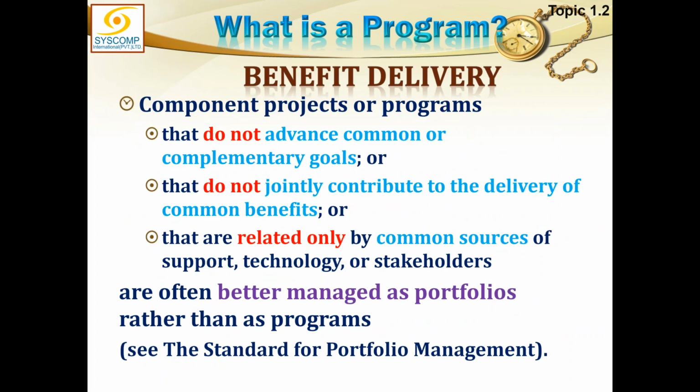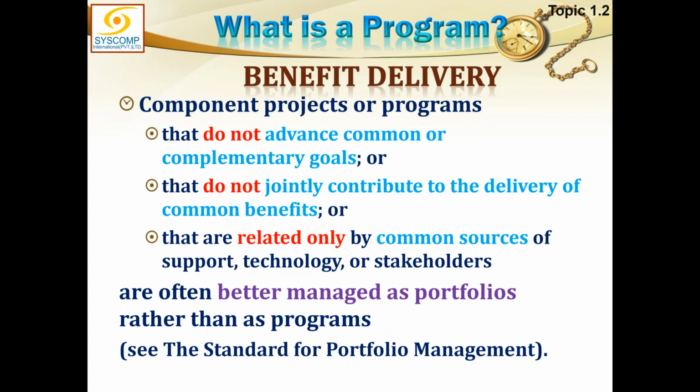Now, component projects or programs that do not advance common or complementary goals, or that do not jointly contribute to the delivery of common benefit, or that are related only by common sources of support, technology, and stakeholders, are often better managed as portfolios rather than as programs. Just look at the statements once again. Number one, they do not advance common or complementary goals. They are not related. Or they do not jointly contribute towards the delivery of common benefit. Again, they are not related here.